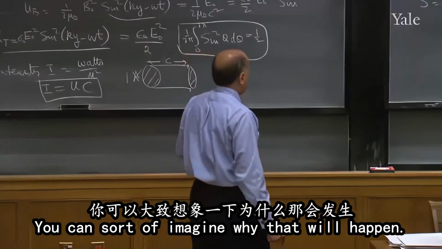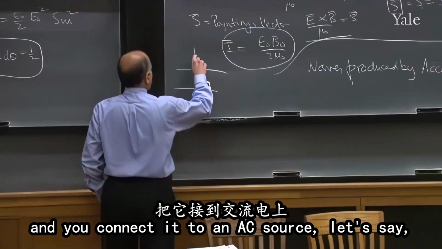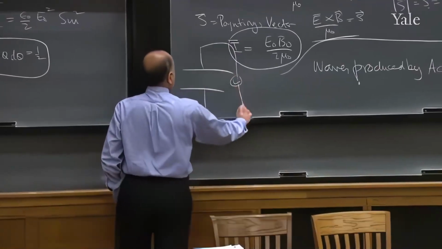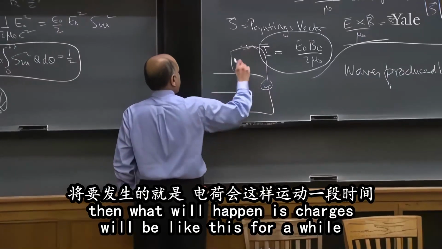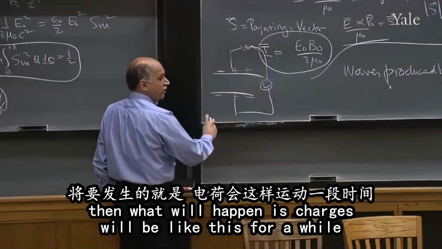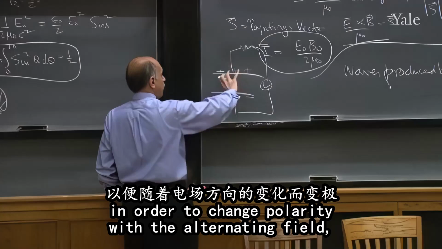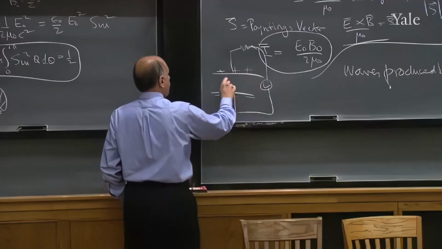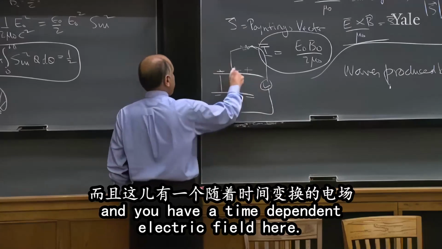You can sort of imagine why that will happen. I mean, if you took a capacitor plate and you connect it to an AC source, let's say, there may be other things to keep it from burning out, then what will happen is charges will be like this for a while. Then they've got to go back and forth in order to change polarity with the alternating field. Therefore, the charges are going back and forth. Then you have a time-dependent electric field here.